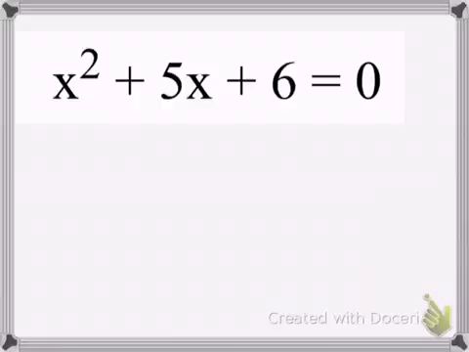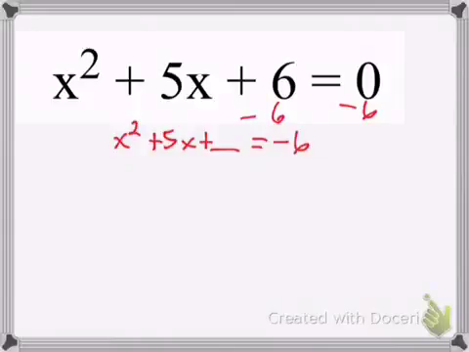So in our next example right here, we have a 1 as the coefficient. We're going to subtract 6 from both sides and get x squared plus 5x equals negative 6. Now we're going to halve 5 and then square it, so we get 2.5 squared, which is 6.25.